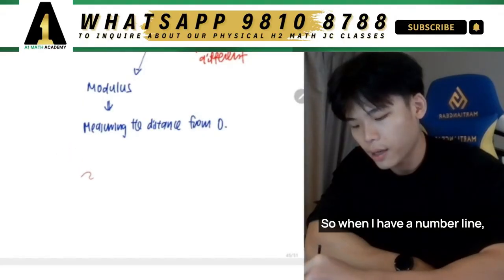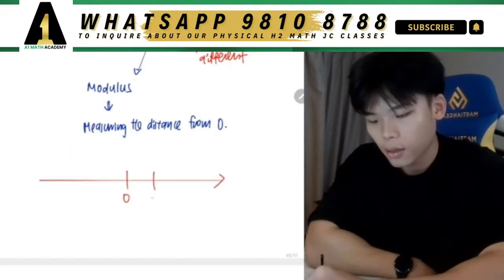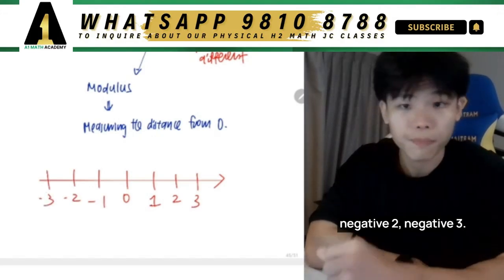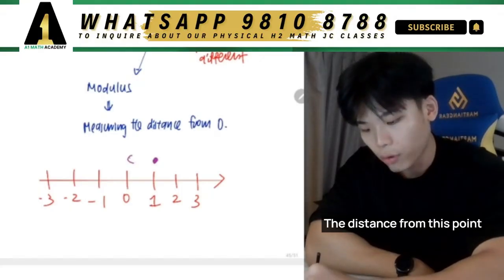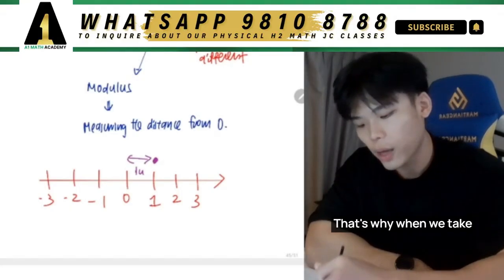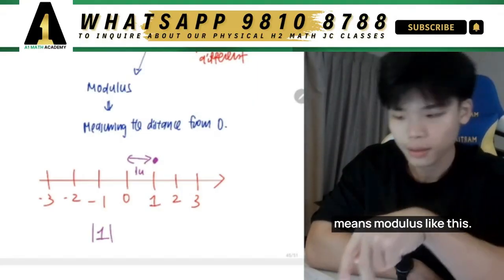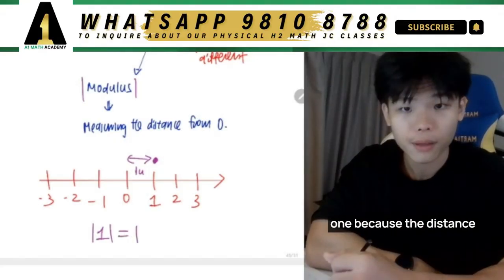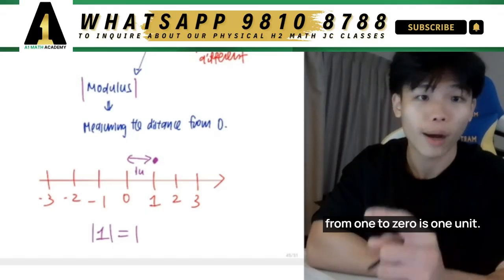So when I have a number line, I'm just going to draw a number line over here, for example. Let's say here is 0. 1, 2, 3, -1, -2, -3. So when I have, let's say, a point over here, the distance from this point to 0 is 1 unit. That's why when we take modulus 1, the 2 bars over there mean modulus. Modulus 1 has a value of 1 because the distance from 1 to 0 is 1 unit.